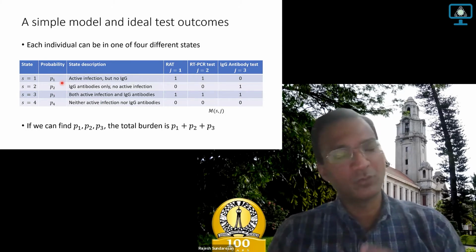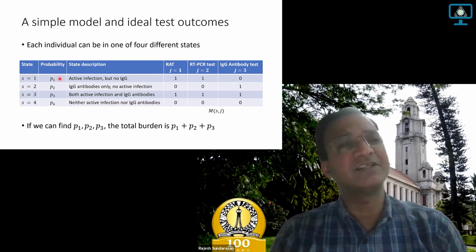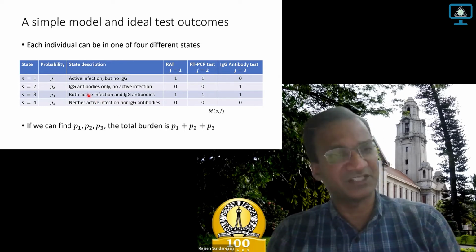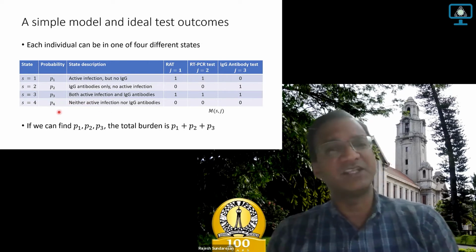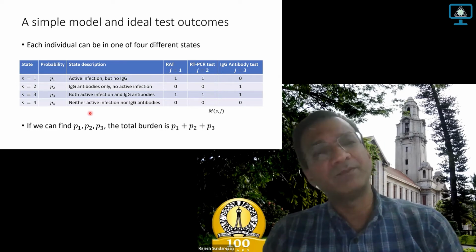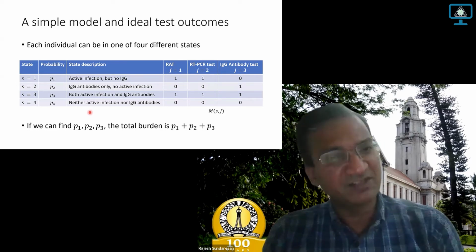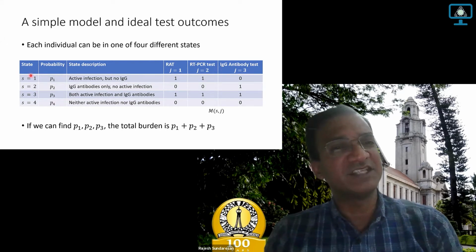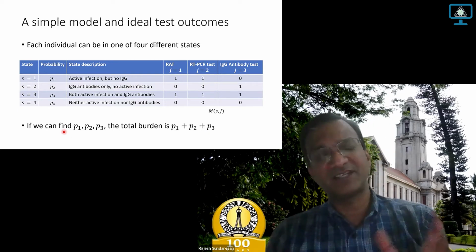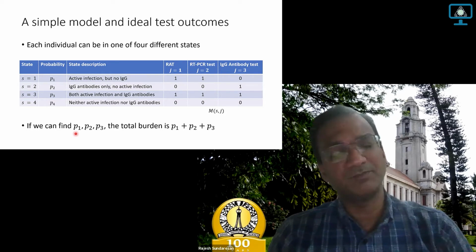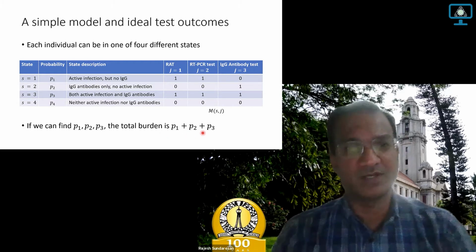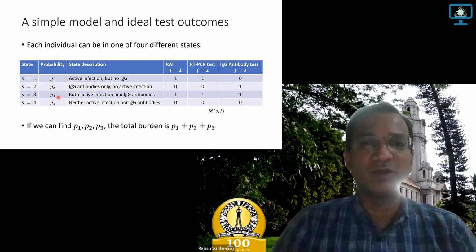If you look at the population as a whole, we assume that P1 fraction is in this state, P2 fraction is in this state, P3 fraction in the state where both IgG and active infection are present, and P4 fraction where there is neither active infection nor IgG. That means that if you're looking for what fraction of the people have suffered in the past or are actively suffering from this infection, we have to take the first three and sum them up. So that's P1 plus P2 plus P3. So if we can somehow, from the line list and the observations, find the best estimates for P1, P2, P3, then we can just sum them up and get the best estimate for the total burden. So that's the strategy, somehow to get P1, P2, P3.